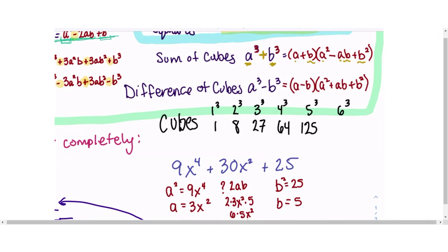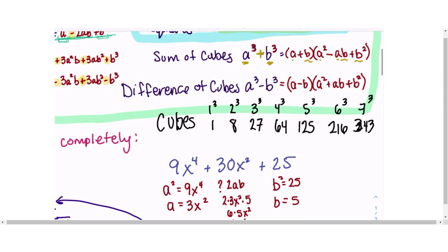6 cubed is 6 times 6, which is 36, multiplied by 6 again is something I don't remember off the top of my head. I should know this. 216. 7 cubed is 243, which I remember from other things. Let me just double check. Yeah, 343. Okay. Anyway, so those are some common cubes. You can keep on making this list if you want to, but I'm just going to stop there.